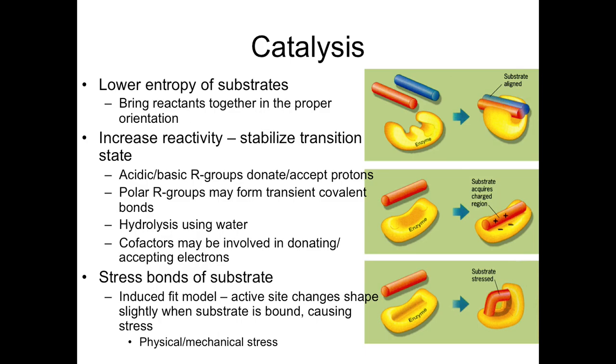The first one is to lower the entropy of the substrates. Okay, so if you think about the cytoplasm of the cell, it is a very crowded place. And in order for two molecules to react, they have to come together in the proper orientation. If there's no enzyme to facilitate that, it's all just Brownian motion. The molecules are jumping around and bopping around. If they come together, they might react. They have to come together in the proper orientation. So it's a function of probability.